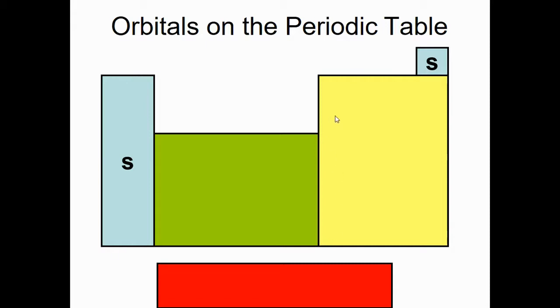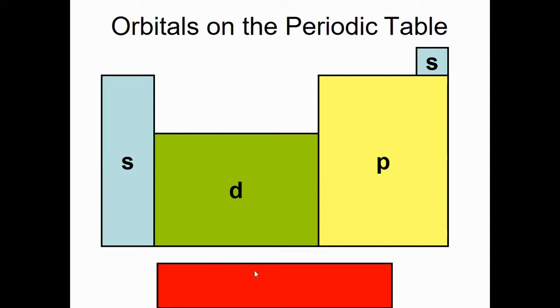Okay. If you look over here, this section on your periodic table, if you count across, there are 6 of them. Who can hold 6 electrons? P's. This is where your P's live. If you look here in this flat part of your periodic table and you count across, there is 10. Who can hold 10 electrons? That would be your d orbitals.